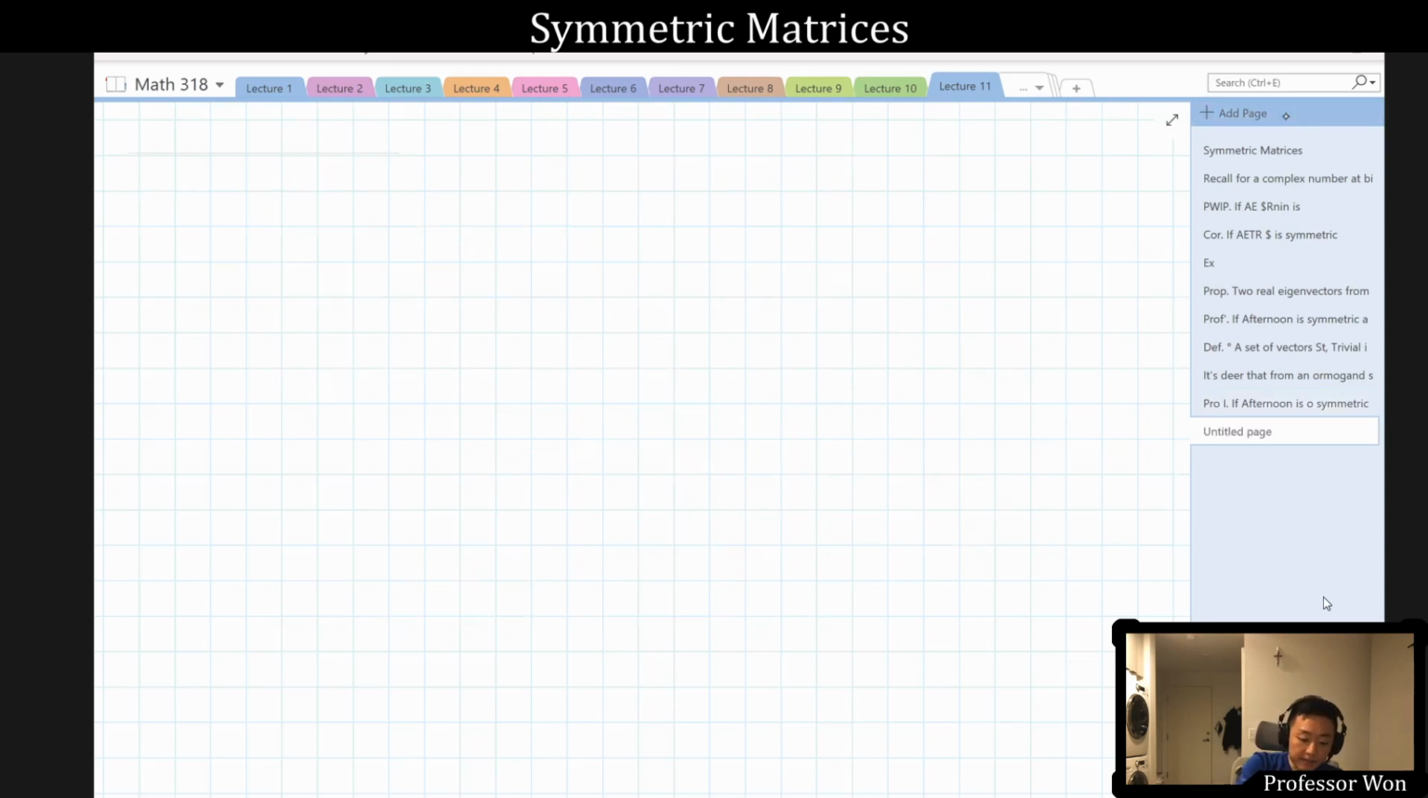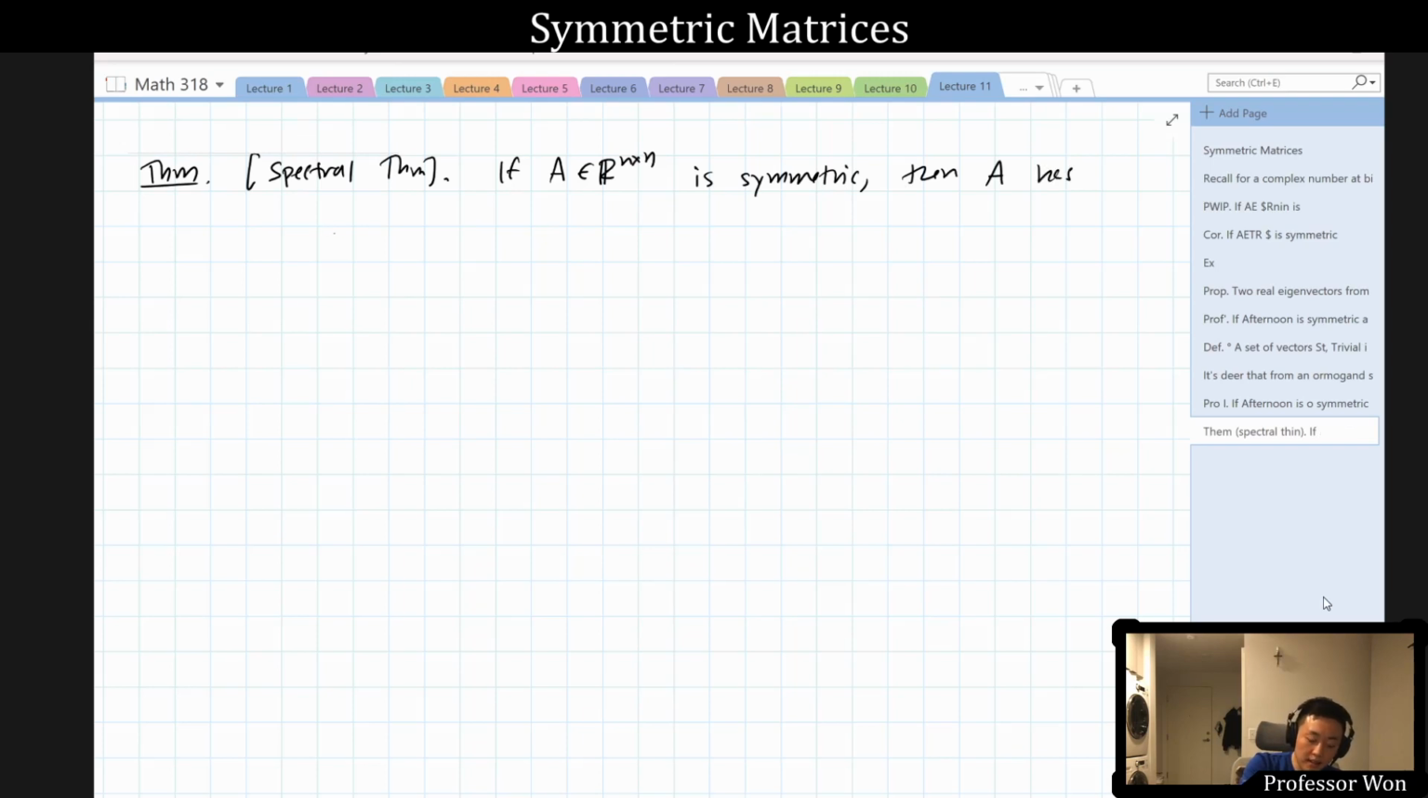So let's just state it. This is called the spectral theorem. Very important theorem. Very useful theorem. It says that if you have a real symmetric matrix, then A has a diagonalization. A equals Q lambda Q inverse.